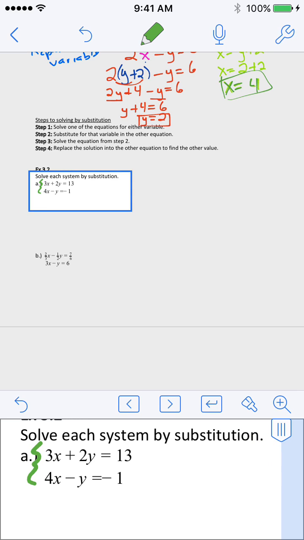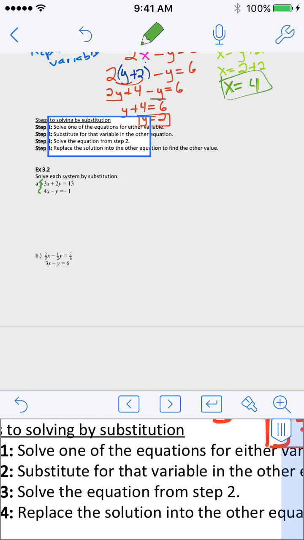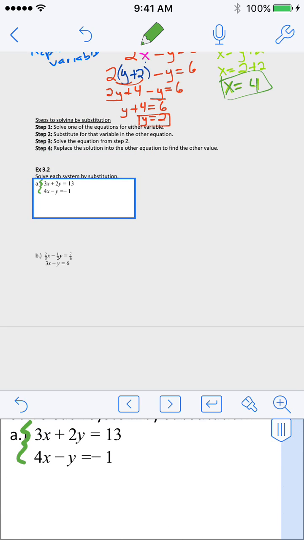So it's really up to us which one we want to solve for. Last time we had x equals. I think I'm going to try y equals this time, because that's totally fine. Notice the method, nothing here says you have to solve for x, or you have to solve for y, or you have to substitute for x, or for y. It just says you have to substitute for one of them.